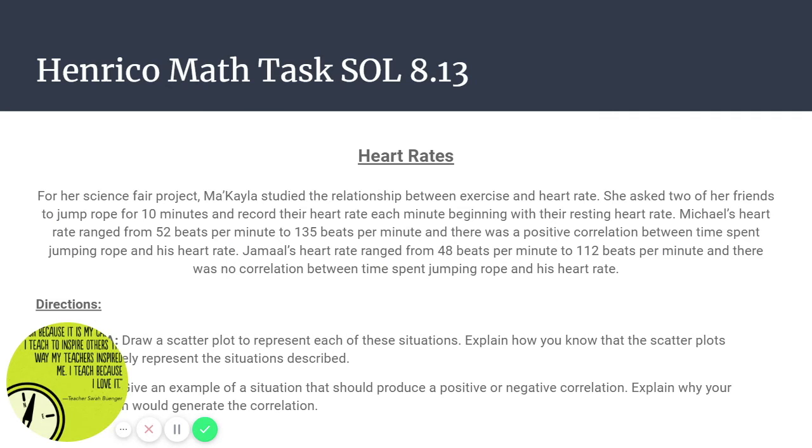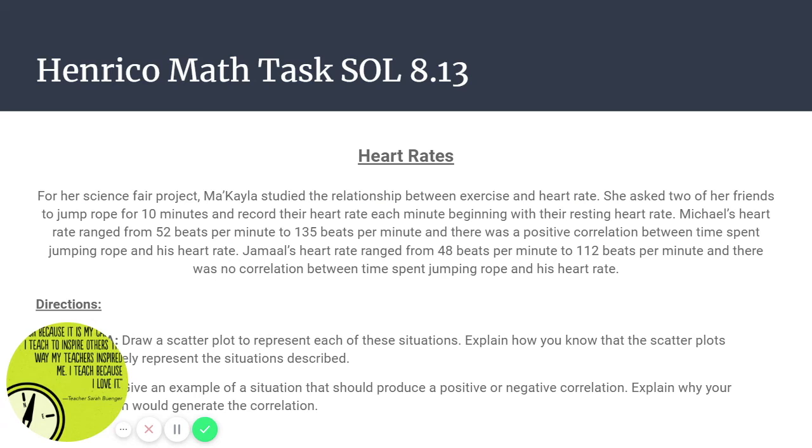So for today, you have been given a math task, and it reads as follows. For her science fair project, Michaela studied the relationships between exercise and heart rate. She asked 2 of her friends to jump rope for 10 minutes and recorded their heart rate each minute, beginning with their resting heart rate. Michael's heart rate ranged from 52 beats per minute to 135 beats per minute, and there was a positive correlation between time spent jumping rope and his heart rate. Jamal's heart rate ranged from 48 beats per minute to 112 beats per minute, and there was no correlation between the time spent jumping rope and his heart rate.